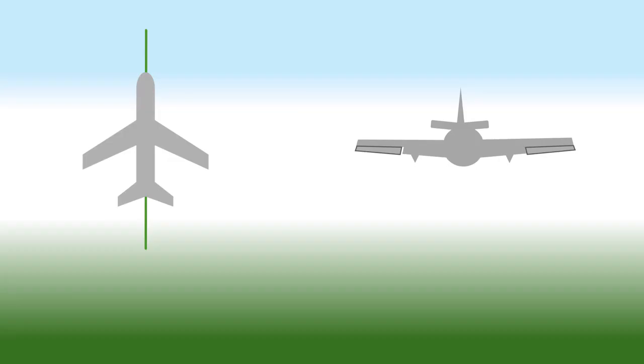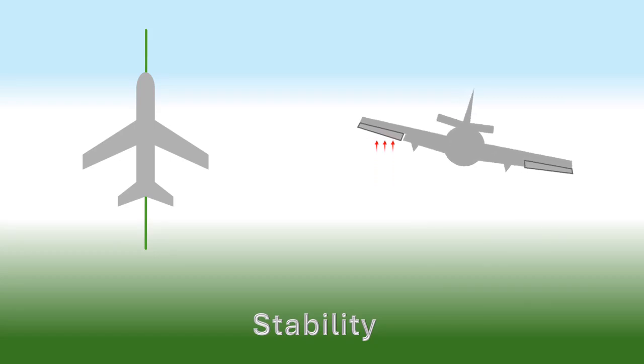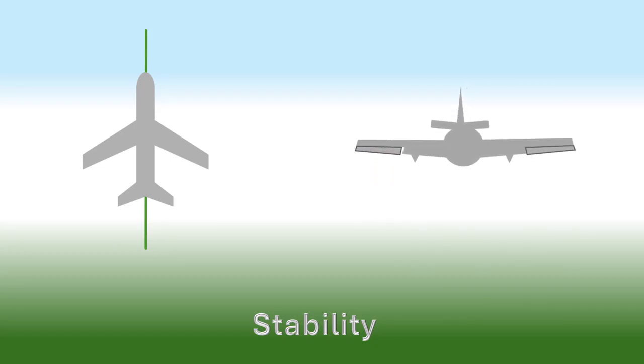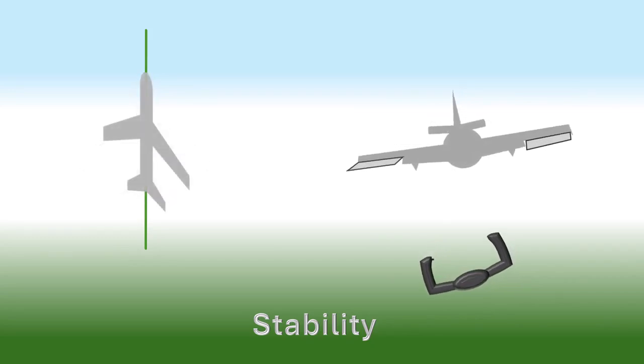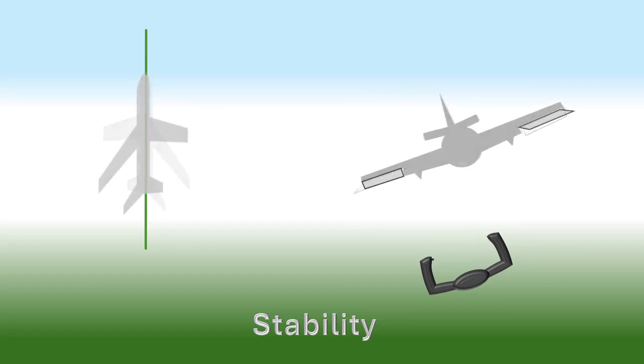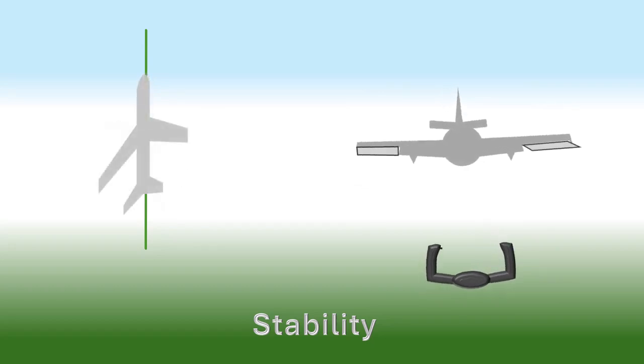A key design feature that affects control characteristics is stability. We will explore it in greater detail later. For now, just know that stability is the plane's ability to resist deflections, which can happen due to things like pilot inputs or external factors like turbulence that mess with the plane's current attitude.